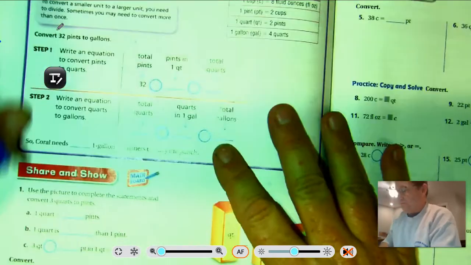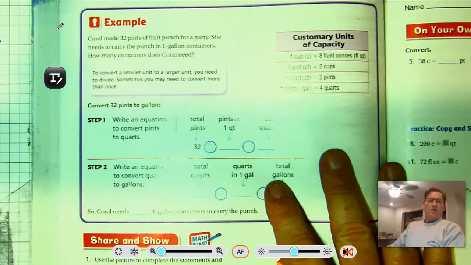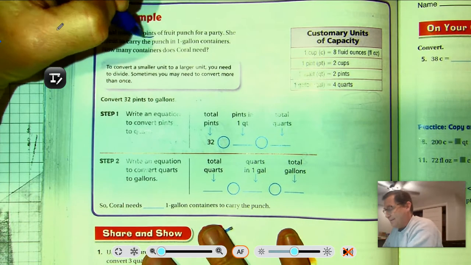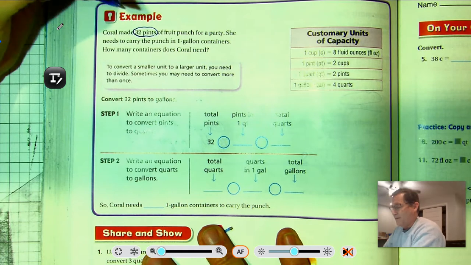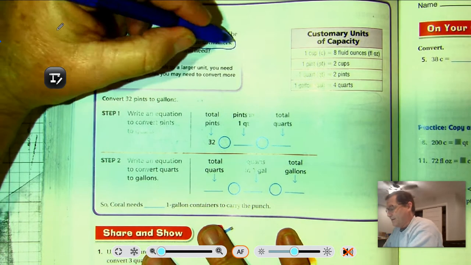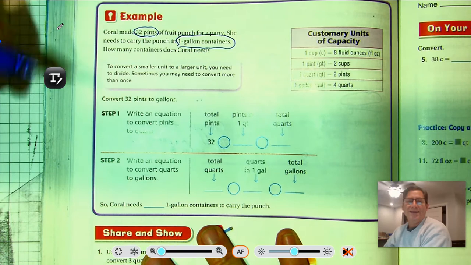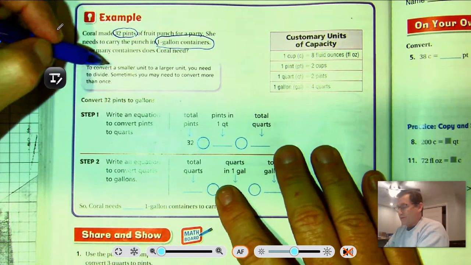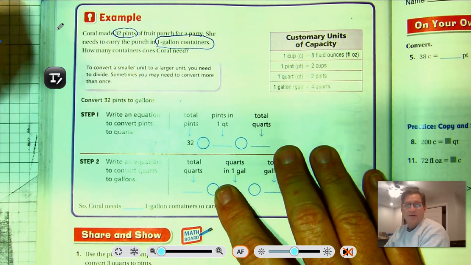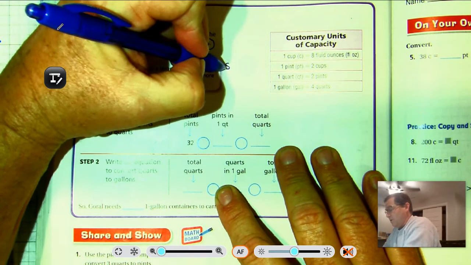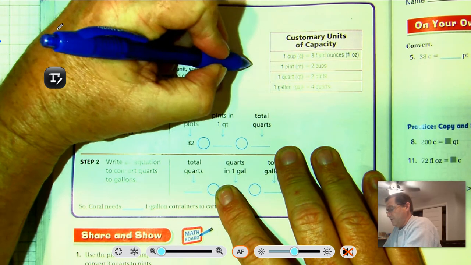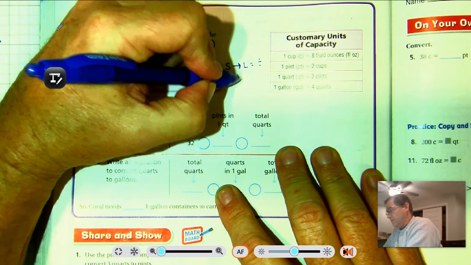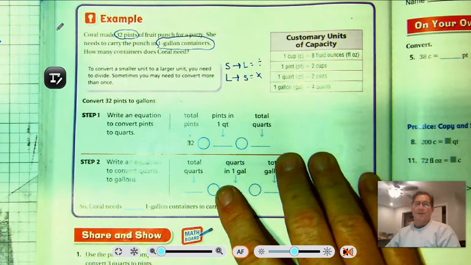Let's look at 432. So here we have Coral has made 32 pints of fruit punch for a party. She needs to carry the punch in 1-gallon containers. So remember, to convert a smaller unit to a larger unit, you need to divide. So we can say smaller to larger, we need to divide. Larger to smaller, we would multiply.